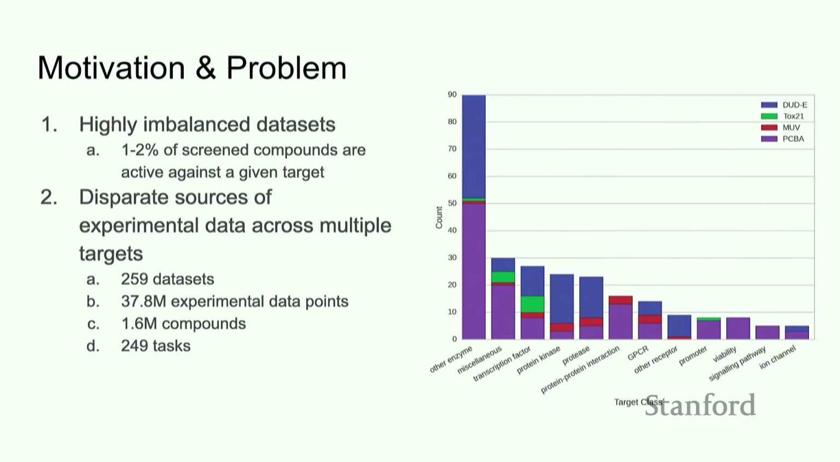The second is that there are very disparate sources of experimental data across multiple targets. There are 259 data sets altogether with 249 tasks. But as you can see here, there are different classes of tasks that we have, and there's not perfect overlap across these different data sets with the different tasks. So it becomes an interesting case of what kind of information is present in each data set and in each task such that the algorithms are able to profit from multitask learning.